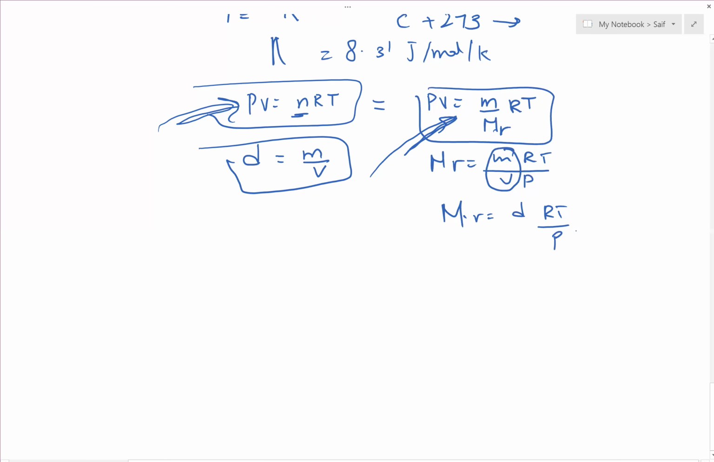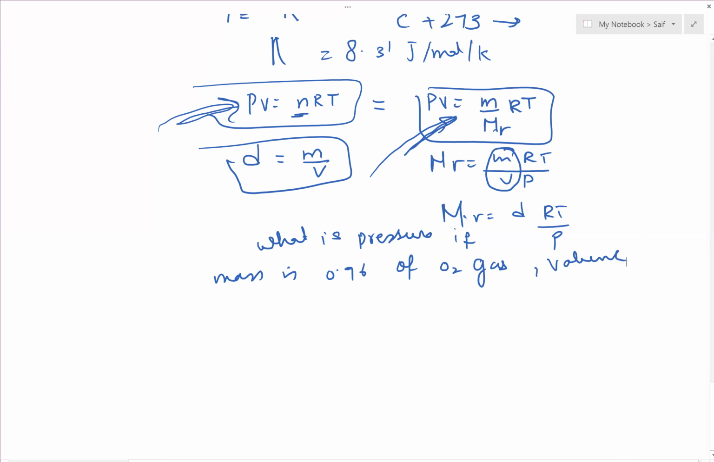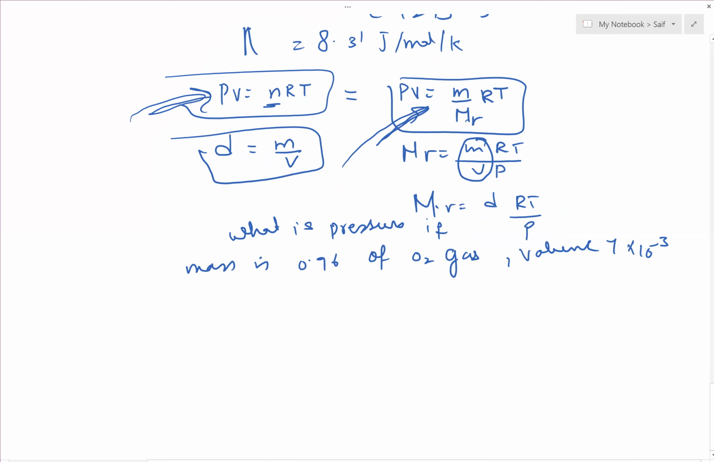Let's suppose that we are having a gas. What is the pressure if the mass is 0.96 of oxygen gas, and the volume given is 7 into 10 raised to power 3, and the temperature is 303 Kelvin. So now you have to calculate pressure.